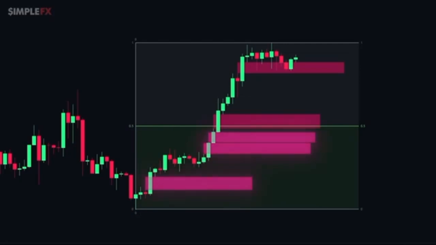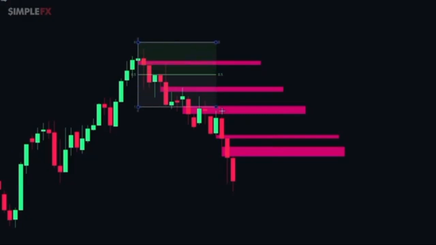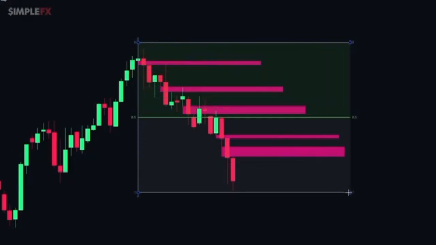Ignore the ones on the upper area. Same thing for shorts. Drag the tool from the swing high to the swing low, and only focus on the gaps located on the top area.